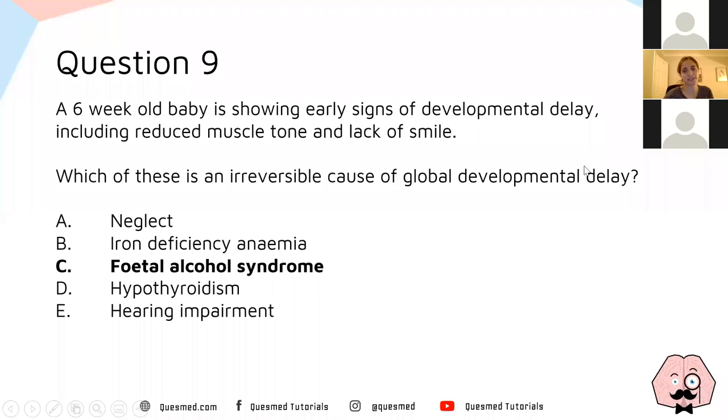Well done. We did talk about most of the others in terms of their reversibility, but fetal alcohol syndrome is one of those causes which is often forgotten, that leads to global developmental delay, partly because there is quite a lot of stigma around it and maternal drinking in pregnancy. Unfortunately, once that has happened, it is irreversible. However, the other four are reversible if caught early enough, which again comes back to the importance of prevention and screening in development.